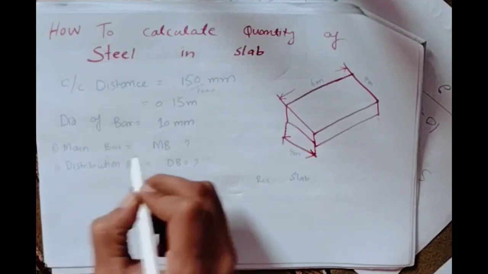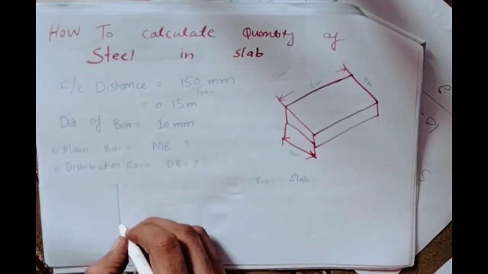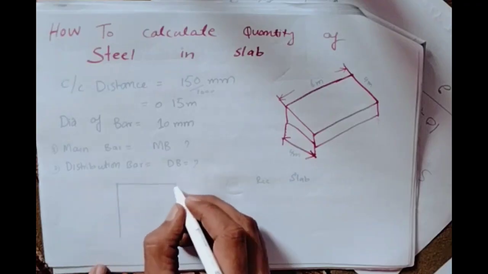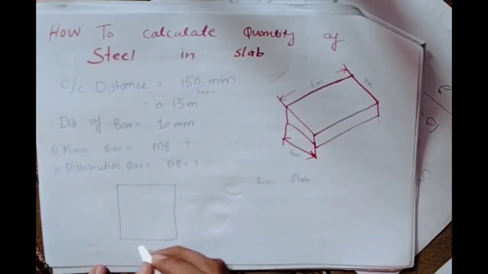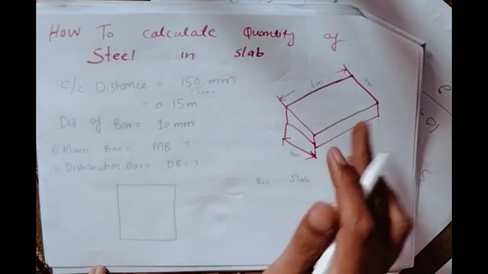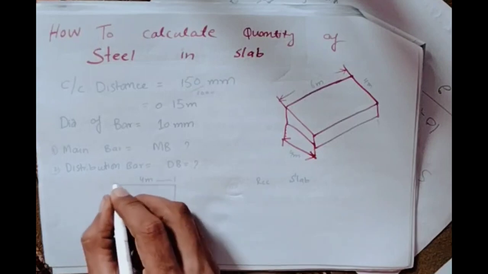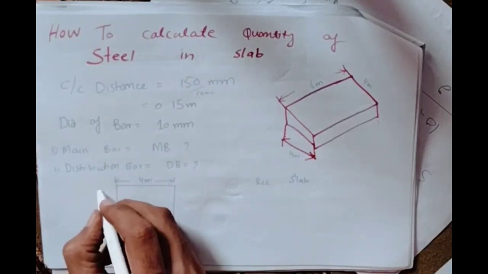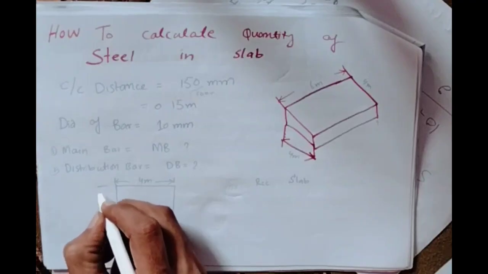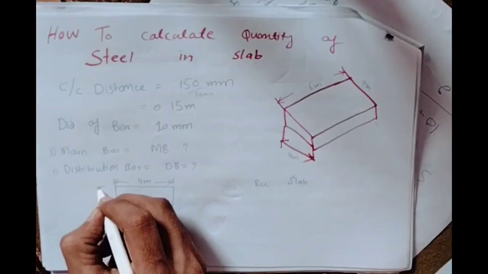So the diameter of the bar used in this slab will be 10 mm, and two types of bar will be used. One is the main bar and the other is the distribution bar. So what is the main bar and distribution bar? I want to draw the sketch of the slab. So here the width is 4 meter and the length is 6 meter. Now you will learn what the main bar and distribution bars are.